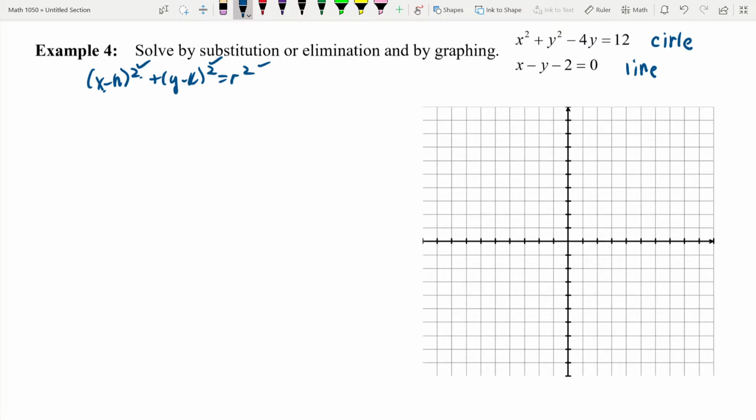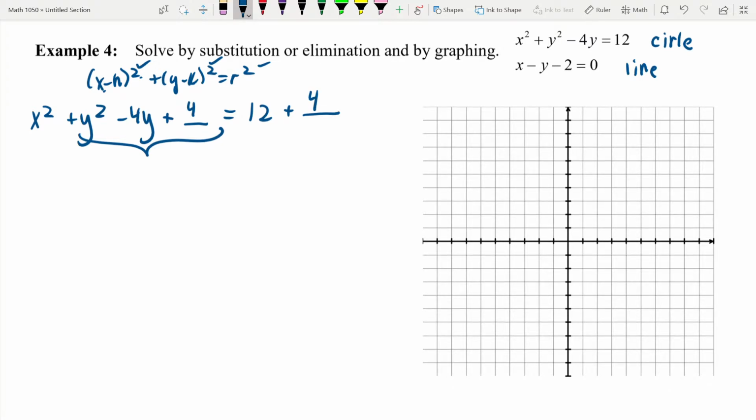I do have to complete the square on the y's, okay? So let's write it down. Everybody go x to the second plus y to the second minus 4y plus blank equals 12 plus blank. I'm trying to complete the square so that I can factor this y to the second minus 4y into something nice, okay? 4 divided by 2 is a 2. 2 to the second is a 4. So I'm going to add 4 there and add 4 there.